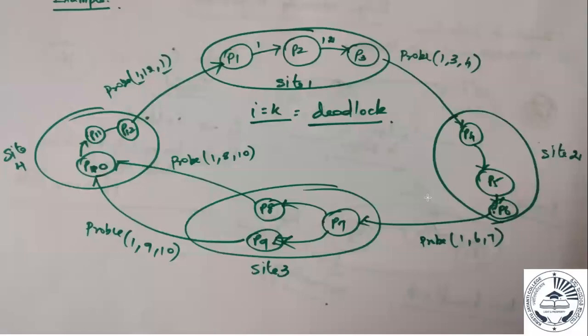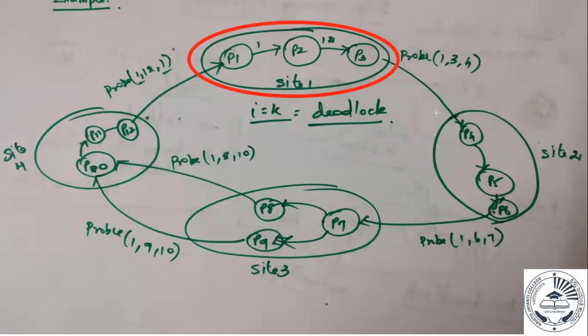Happen. You see here, number one, we have three sites. In site one, we have three processes: P1, P2, P3. P1 is waiting for P2 and P2 is waiting for P3. P3 is not waiting for anybody. So as a local site, you don't have any cyclic wait. So ultimately, this site can go for the allocation of resources.